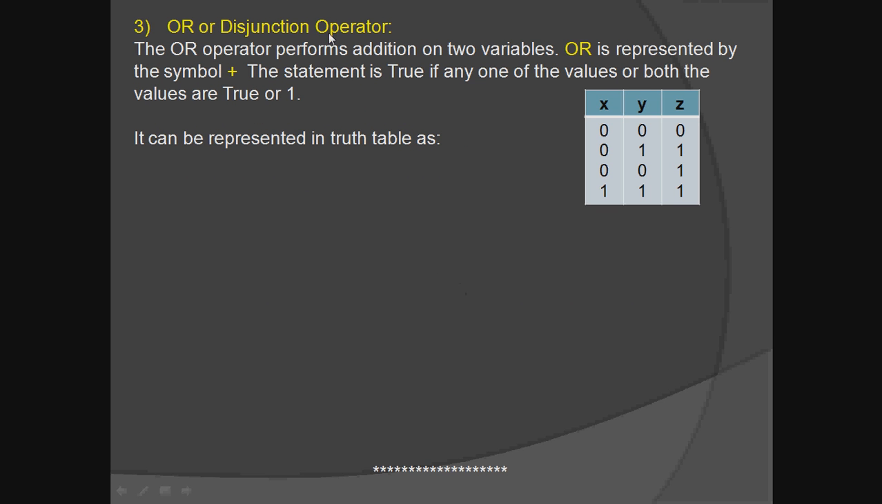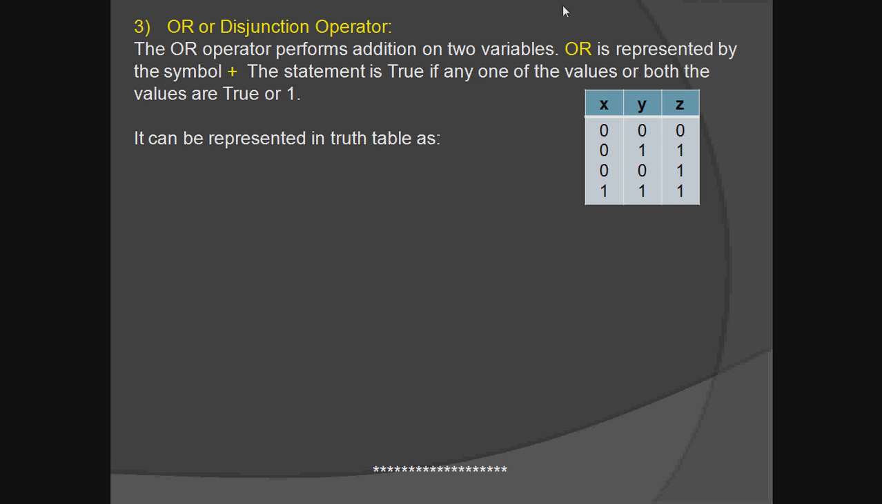Now the OR or disjunction operator. The OR operator performs addition on two variables. So if you want to perform arithmetic addition, you use this OR operator. It is represented by the symbol plus. Here the statement is true if any one of the values or both the values are true or 1. As you can see here, these are the operands and they can accept only two values, that is either 0 or 1, and no other numbers. So it can accept only 0 or 1.